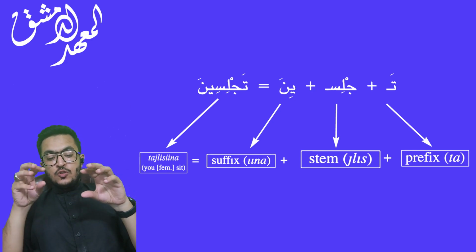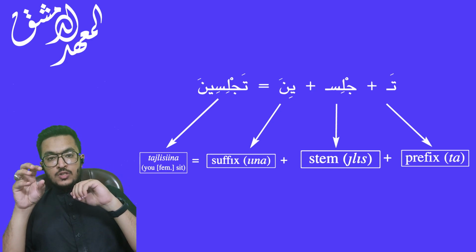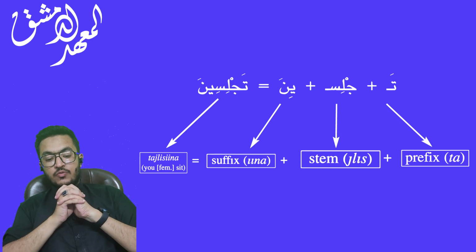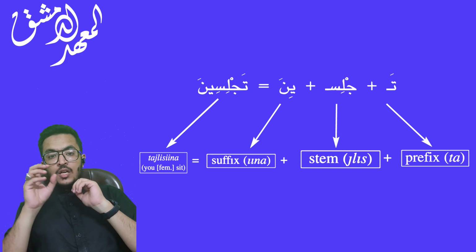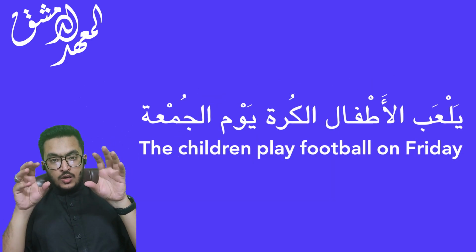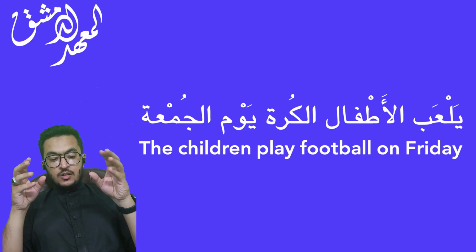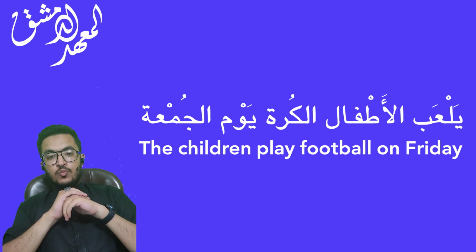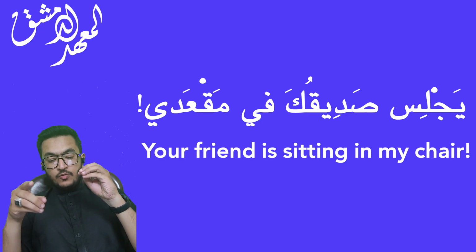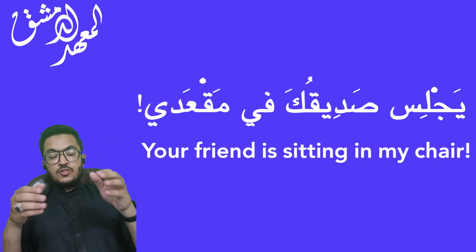The present is used for both continuous and habitual actions or states, where in English we might use a different tense. For example, yal'ab al-atfal al-kura yawm al-jum'ah. The children play football on Friday. And then we have another sentence, yajlis sadiquka fi maq'adi. Your friend is sitting in my chair.